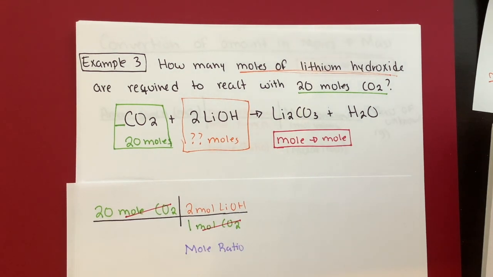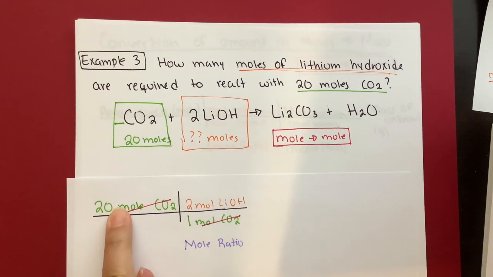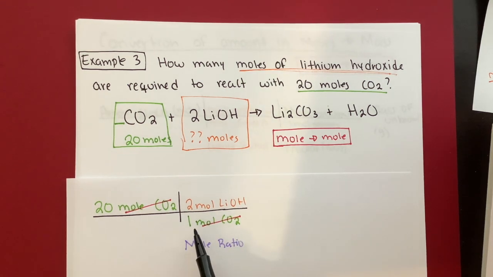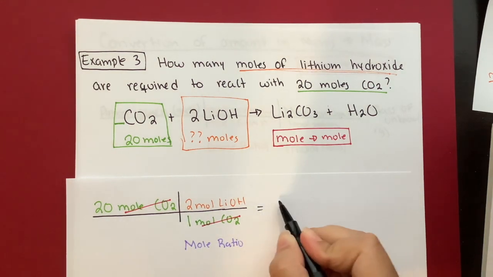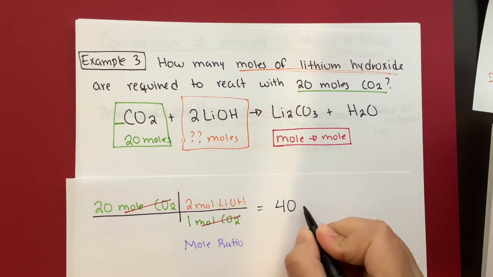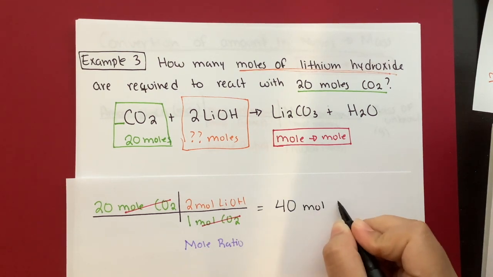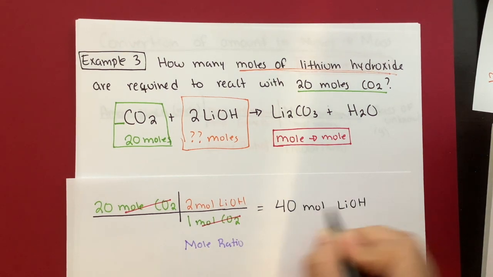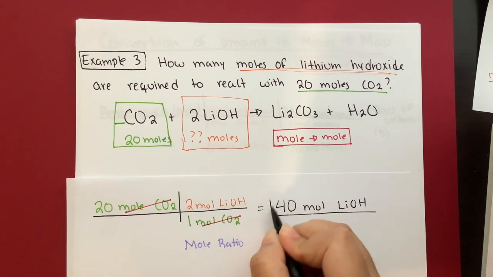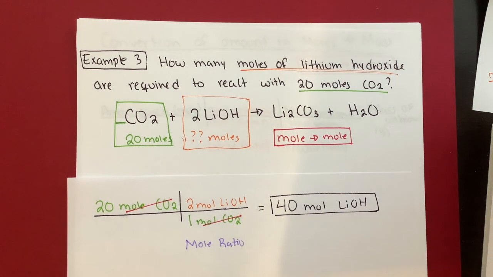My next step is to get my calculator, multiply everything that's on top, and divide by the bottom. In this case, since there's a 1 in the bottom, I don't really have to divide by 1. So all I would do is multiply 20 times 2, and that gives me 40 moles of lithium hydroxide. And that is my final answer. I am done. They're asking us for moles of lithium hydroxide, and I'm giving them moles of lithium hydroxide.